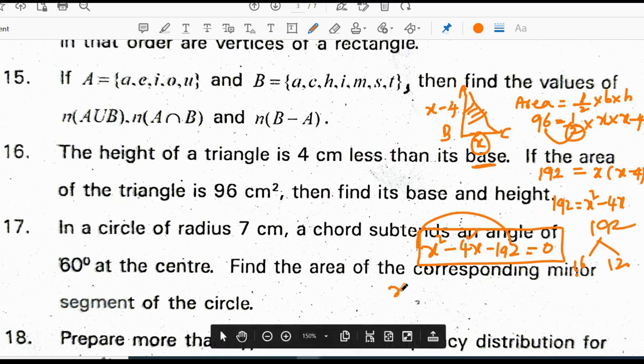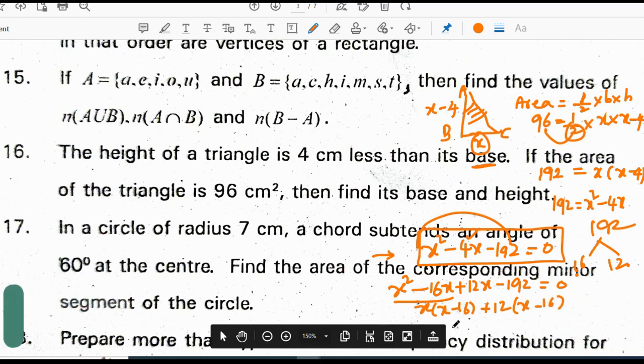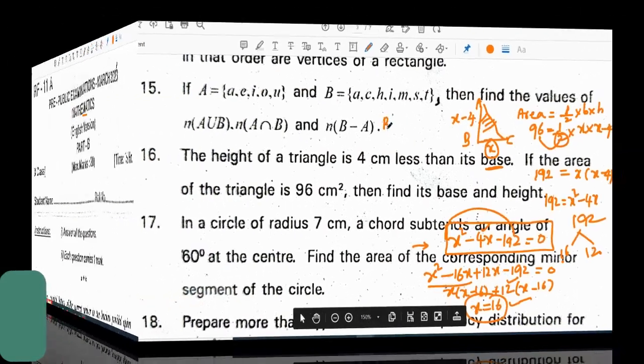So we'll split the quadratic equation as x square minus 16x plus 12x minus 192 is equal to 0. Taking x common in the first two terms and 12 in the next two terms, you will get the answer as x is equal to 16. x cannot be negative 12, so base is 16 and height will be 12. So base of the triangle.